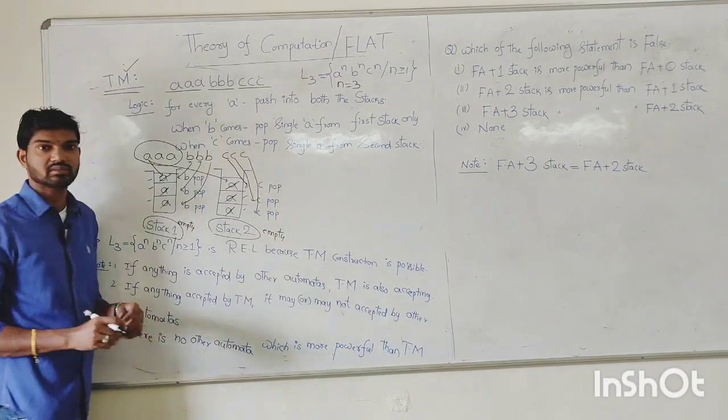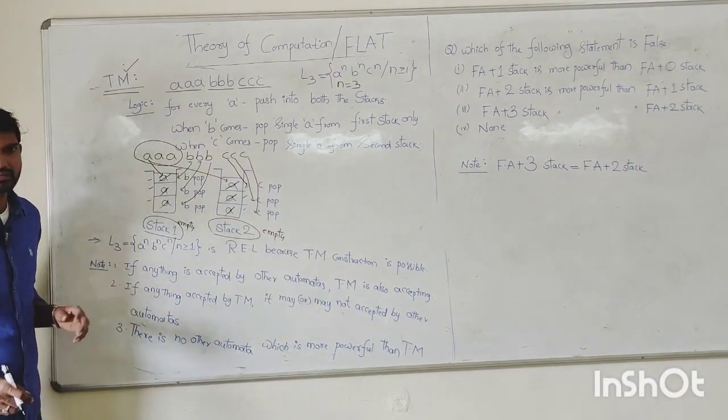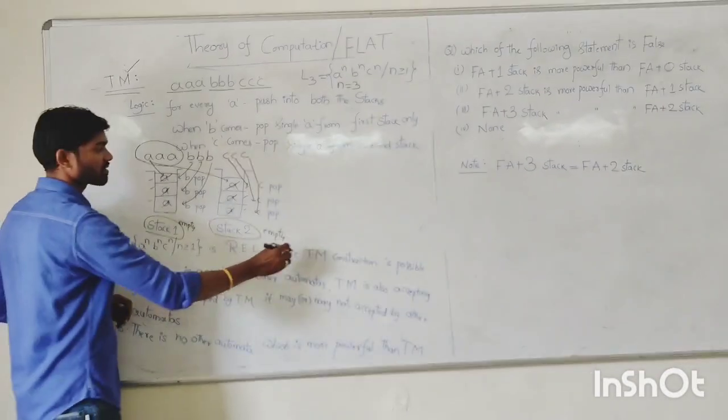When both stacks are empty, here we are constructing a Turing machine. So Turing machine construction is possible here when we need two stacks. So simply we can say that a Turing machine is nothing but finite automata plus two stacks. Like this, we can say that a Turing machine is nothing but finite automata where two stacks are required.